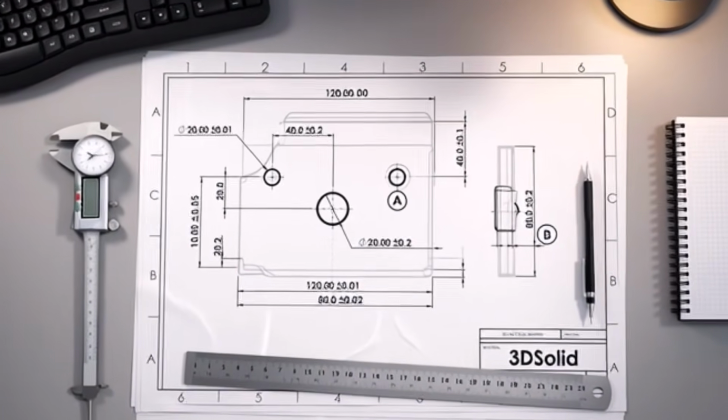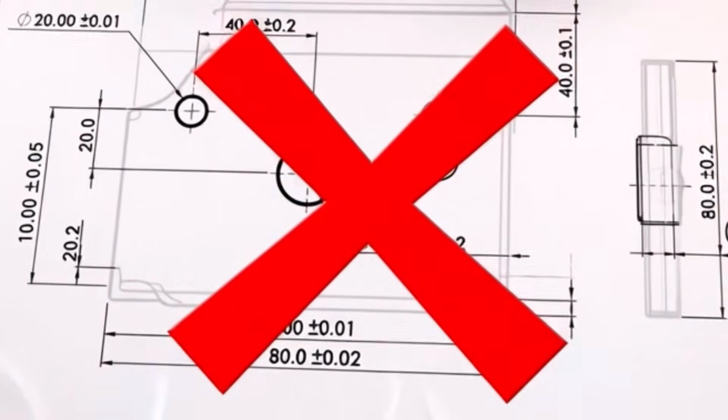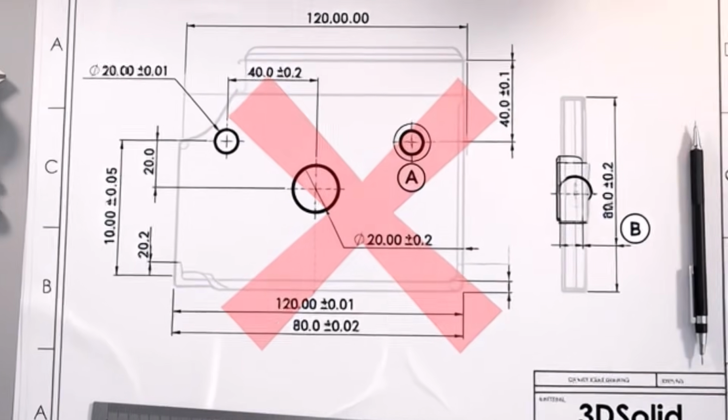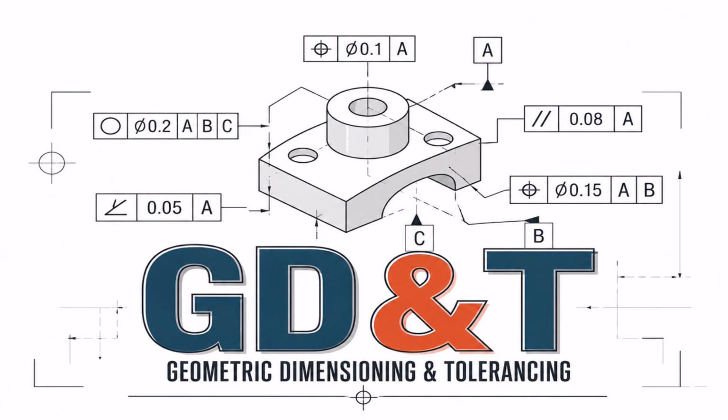This drawing looks correct, but it can cause 10,000 manufacturing mistakes. The problem? No proper GD&T.